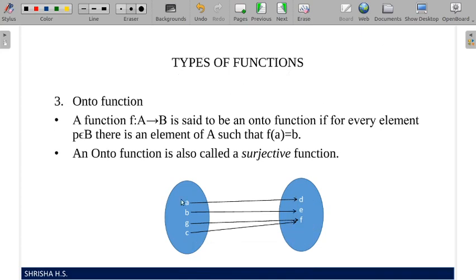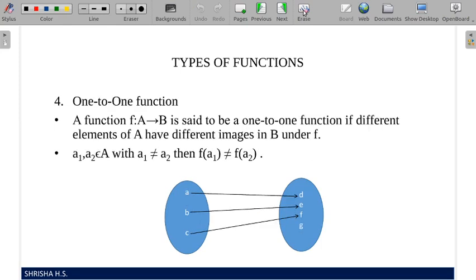Onto function is also called a surjective function. While asking a question, they may ask whether the function is a surjective function. So you should not be confused that they are asking whether a particular function is an onto function or not. So onto function and surjective function both are the same. Next one is the one-to-one function.